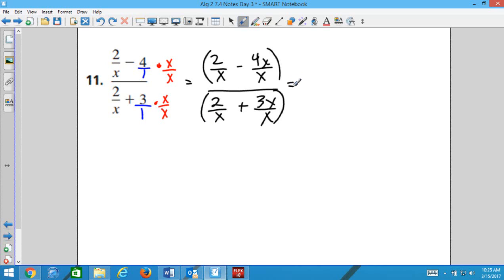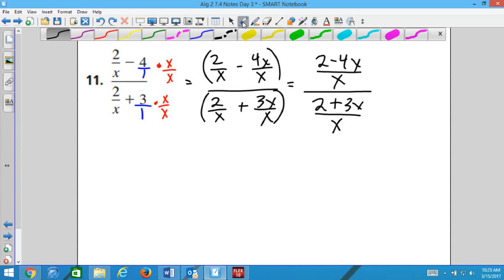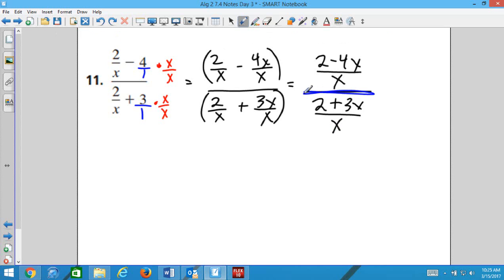Then we're going to subtract on top. Is 2 minus 4x like terms or not like terms? Not like terms. How about 2 plus 3x? Not like terms. So we can't actually add them. You just put them next to each other with addition or subtraction signs. Now we have a fraction over a fraction, we are at the division stage. Multiply by the reciprocal.